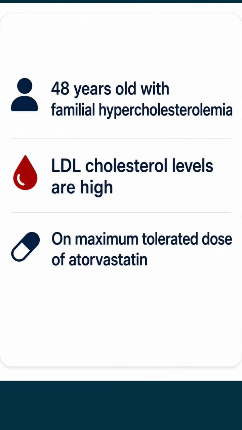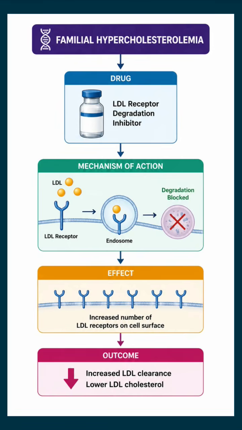Look at this case. A 48-year-old man with familial hypercholesterolemia is already receiving maximally tolerated atorvastatin therapy, but his LDL cholesterol remains markedly elevated. The physician decides to add a drug that increases the number of LDL receptors on the hepatocytes by inhibiting the degradation of LDL receptors. Which drug is most appropriate?